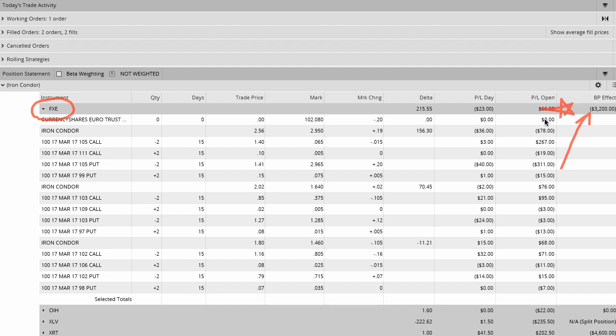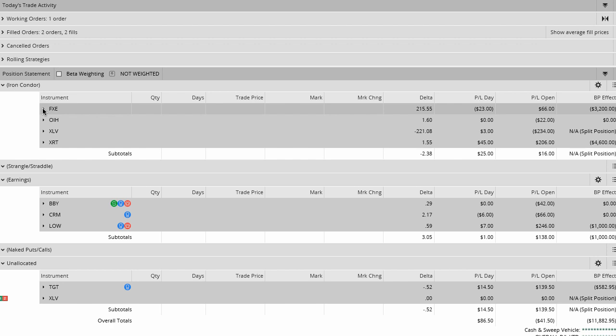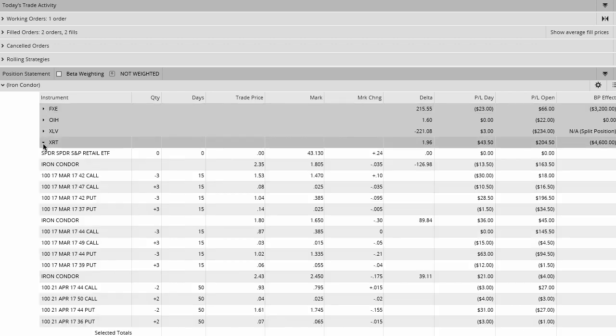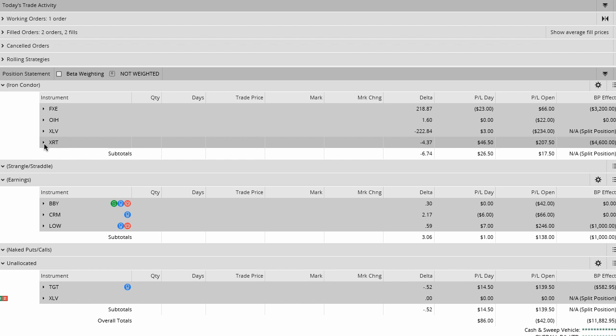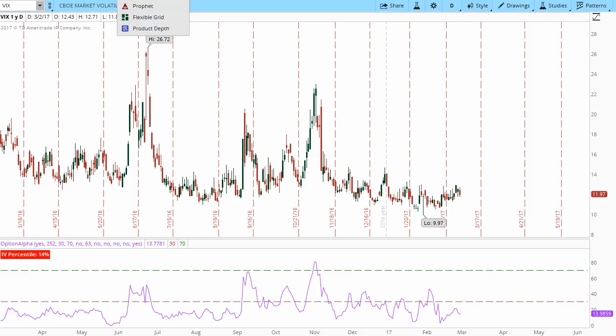If you have something in your account that has a lot of buying power effect here, that's how much margin the broker is allocating in your account towards this position. That might be something that you want to start looking at and adjusting, mitigating. XRT is another one that we've got a bunch of positions in. We're about $4,600 in margin there, so still well within our thresholds, but you can see just exactly where that buying power effect comes into play.